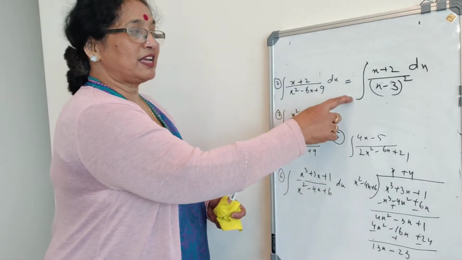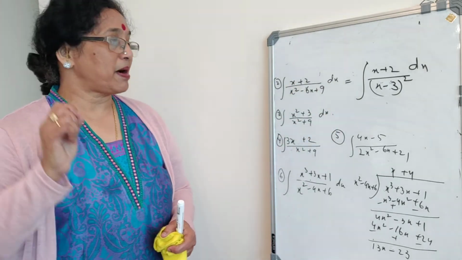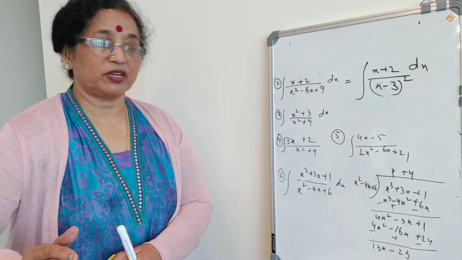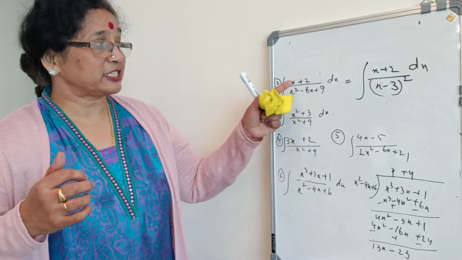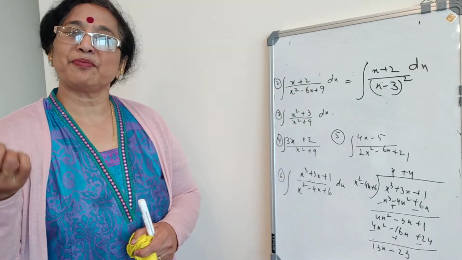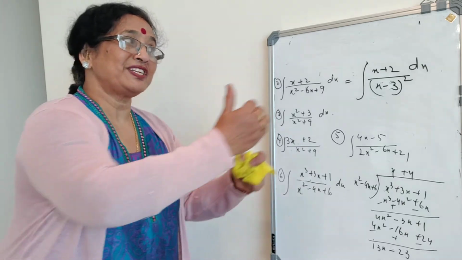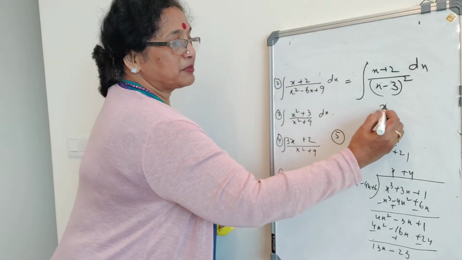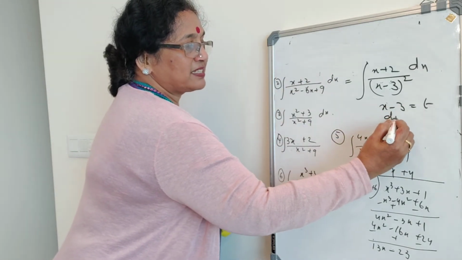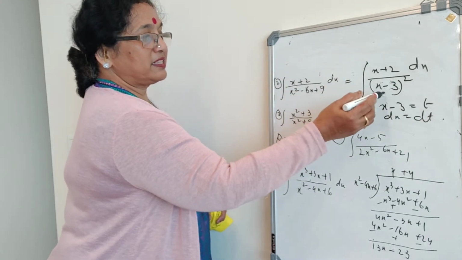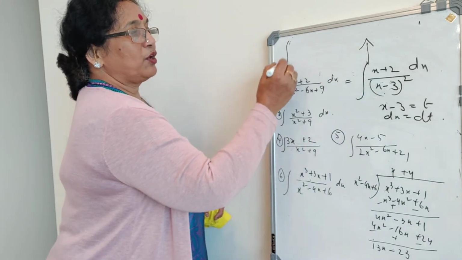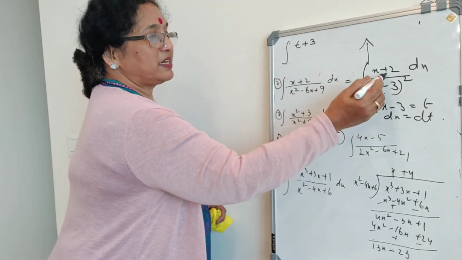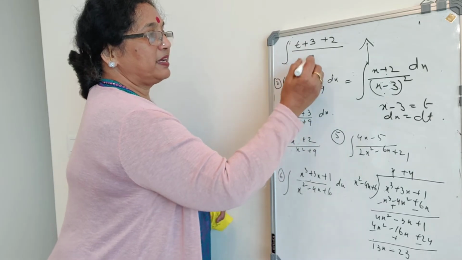Right? So let us continue the sum. What was the sum? x plus 2, copy it down, by x square minus 6x plus 9. So instead of doing the traditional way, I wrote it as x plus 2 over a perfect square. So I take x minus 3 as t. It's also a revision of this type of sums. So you are taking x minus 3 as t, so dx is dt. We go back and write this, and what is x? t plus 3. So I'm putting x as t plus 3, plus 2, divided by t square.